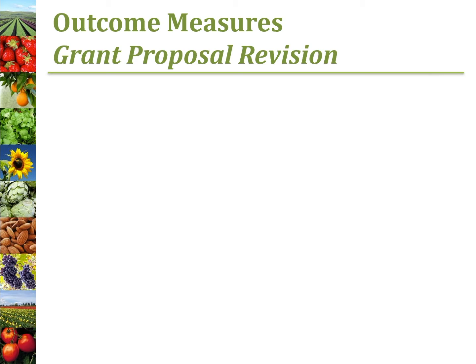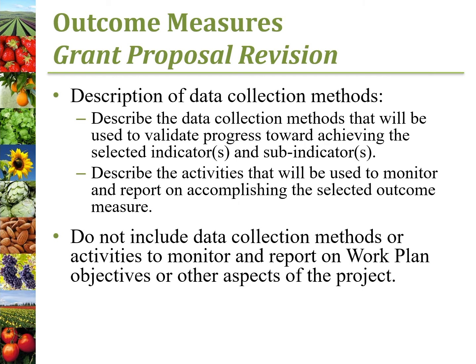In addition, even though this is the same template that was used in the concept proposal phase, there is still sometimes confusion regarding the information that should be provided in the description section of the outcome measures template. This is the section entitled Description of Data Collection Methods. So to clarify, the content provided in the description section should pertain only to how the selected outcome measure and indicator will be measured, monitored, and reported. This section should not include information regarding how work plan objectives or other aspects of the project will be measured, monitored, or reported that are not related to the outcome measures.